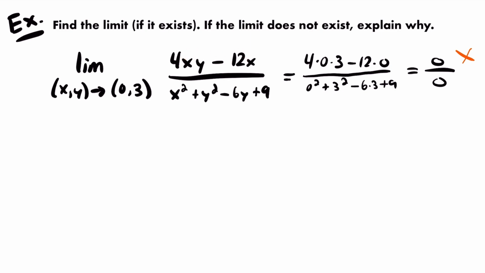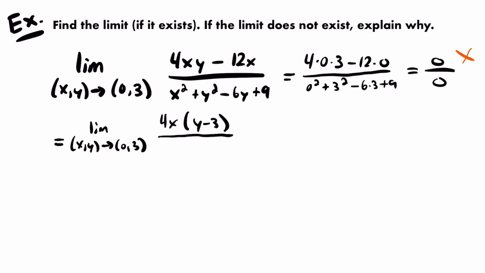In the numerator, there is a common factor of 4x in both of these two terms. You could divide out 4x from this term and this term. So let's do that. Let's pull it out. This will be equal to the limit as (x, y) approaches (0, 3) of 4x times (y minus 3). Right? If you pull out 4x from this term, you're just left with y, and pulling 4x out of negative 12x leaves you with negative 3. So we have 4x times (y minus 3) in the numerator.